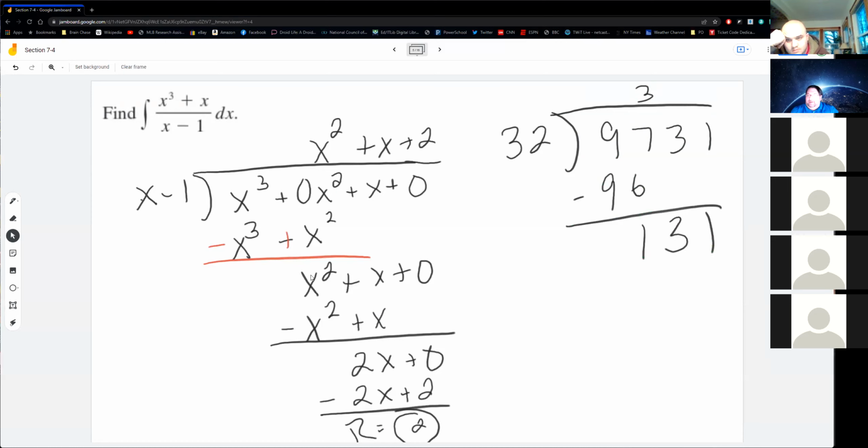Okay, and then I would do it again. 32 goes into that how many times? Actually, it's 4 times. So then it's going to be 128, and then I subtract it, and 3 would be my remainder.